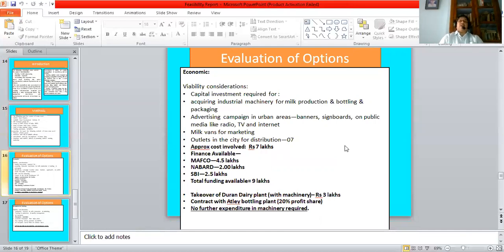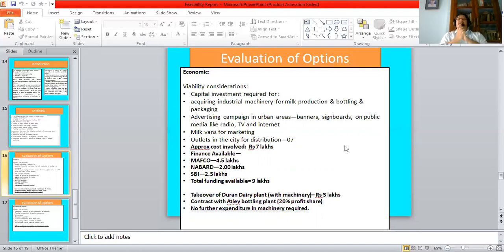Now, what about the evaluation of the options? First of all, we have the economic options. The viability considerations are related to the capital investment which is required for acquiring industrial machinery for milk production, bottling and packaging. The advertising campaign in the rural areas will be required for the new plant which is coming up, in the form of banners, signboards on public media, then radio, TV, internet, not just in the rural areas, of course, but in the urban areas. We also will be requiring milk vans for the marketing. Now, outlets in the city are required for distribution. We need to get outlets for distribution of the milk packets and other dairy products in the city.